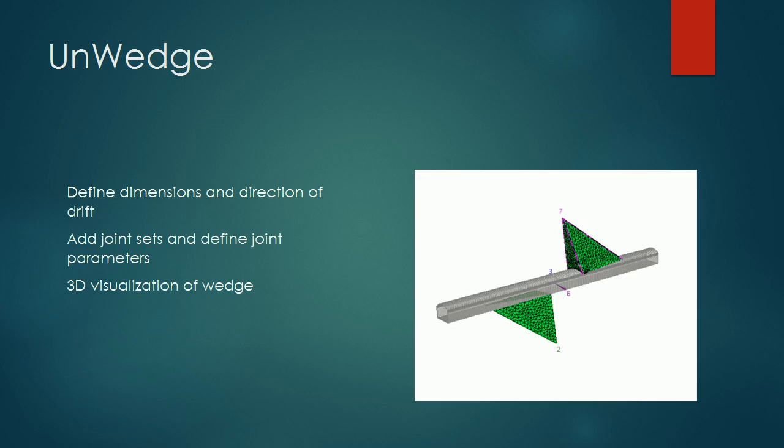Unwedge was used to get a calculated factor of safety on the wedge which fell out. The software is easy to use. We just define dimensions and directions of the drift. We then add joint sets which were acquired from LKAB and then define joint parameters. In the picture to the right is a 3D visualization of the wedge.